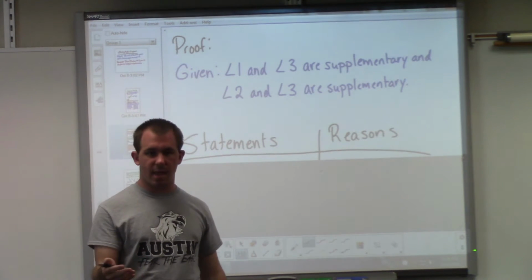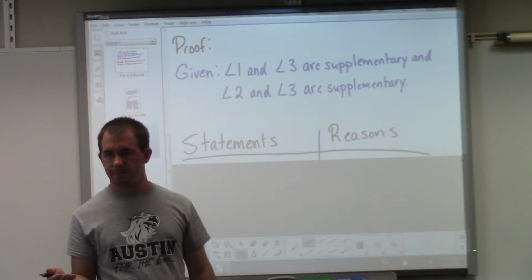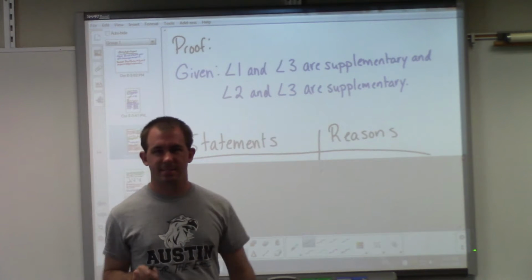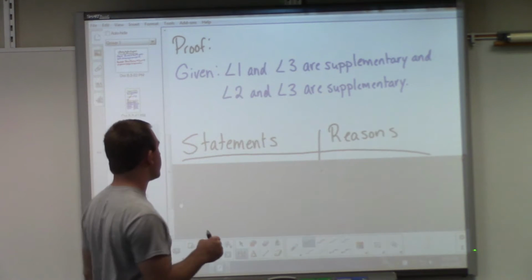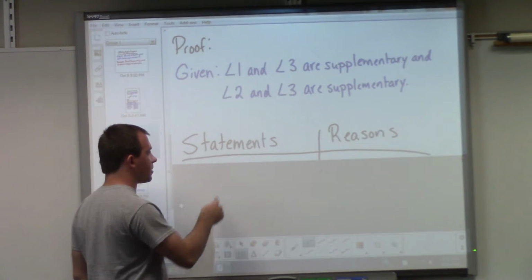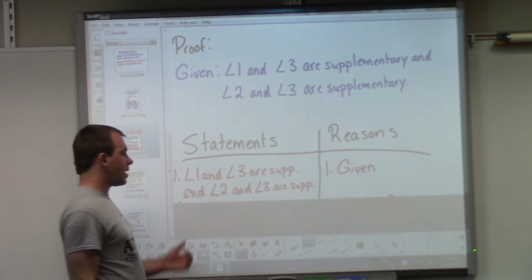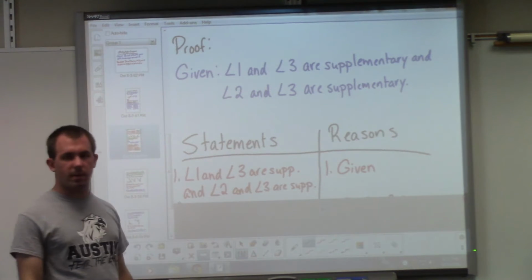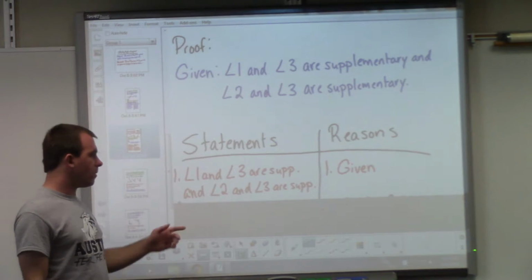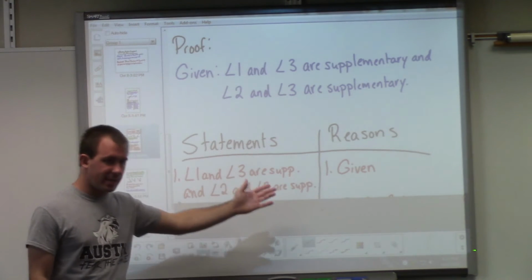What is the first step? Yes! It's the given. So we restate our given. Angle 1 and angle 3 are supplementary, and angle 2 and angle 3 are supplementary, and the reason is given. Now again, I'm using my abbreviations here, SUPP for supplementary. So angle 1 and angle 3 are supplementary, and angle 2 and angle 3 are supplementary. And again, it's given.